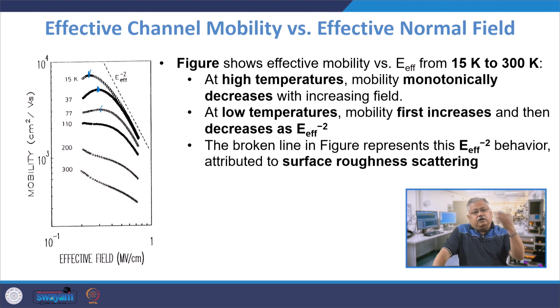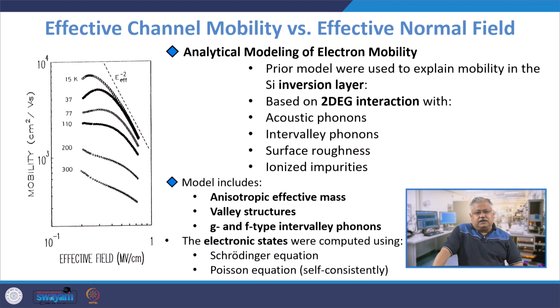After that point, scattering becomes predominant and the mobility starts to fall down. If you look at the broken line here, as I discussed with you earlier, it gives you an E effective inverse square, which means that it is inversely proportional to the effective field square value, and this is primarily attributed to the surface roughness scattering which you see.